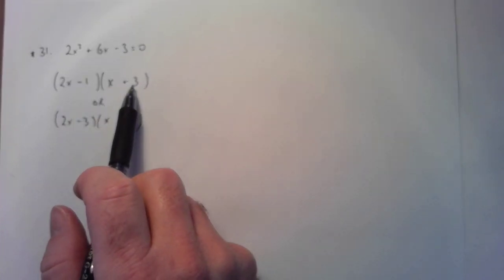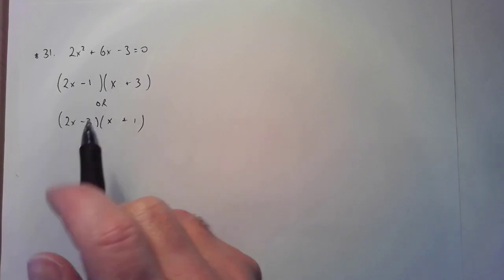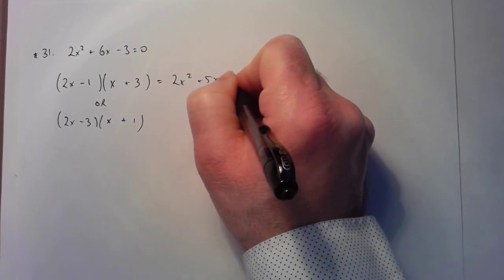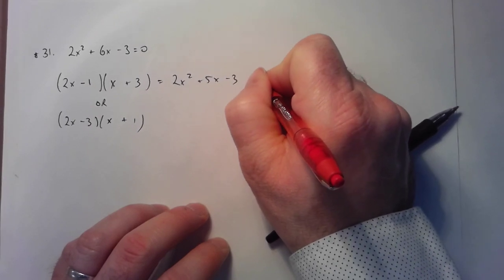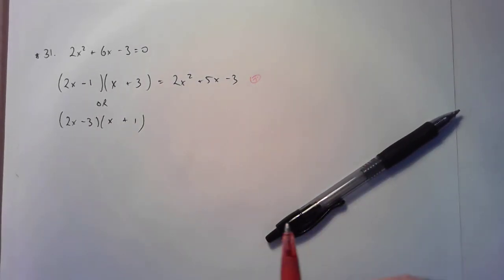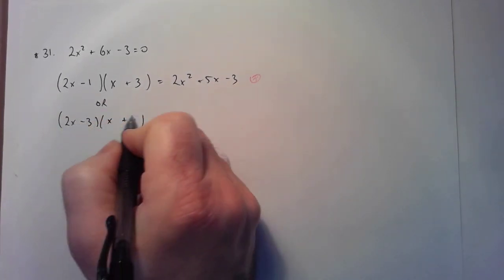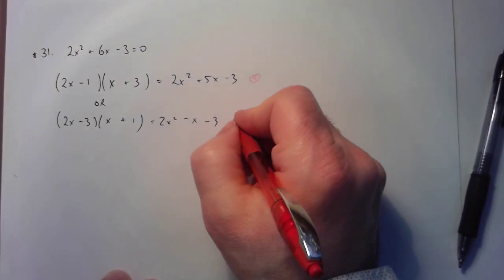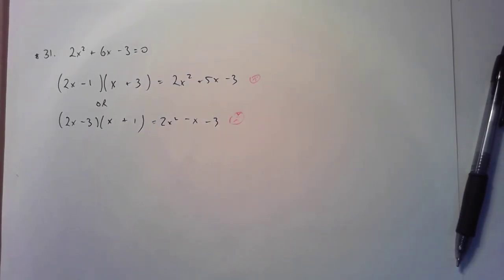2x times 3 is 6x. That's promising, but -1, no, that's only 5. Sorry, this is 2x squared plus 5x minus 3, and that makes everybody sad. This one, 2x times x, that's 2x squared, but it's plus 2 minus 3, that's minus x minus 3. And now, I'm not even sad anymore, like I'm mad. So neither of these work. So this can't be factored.